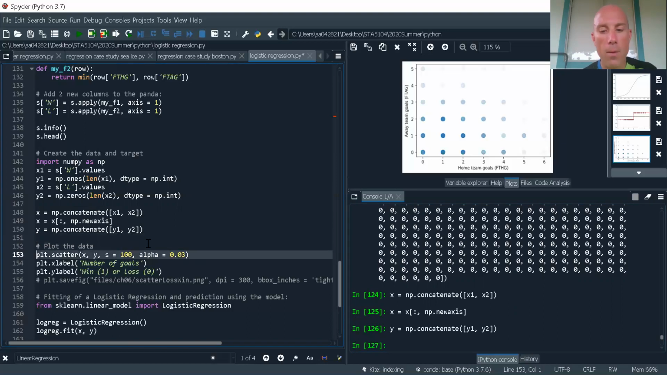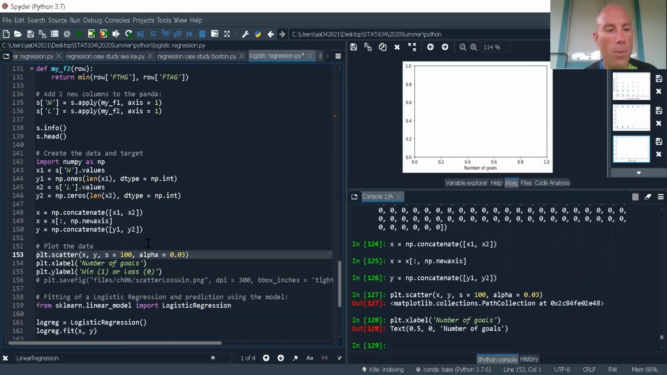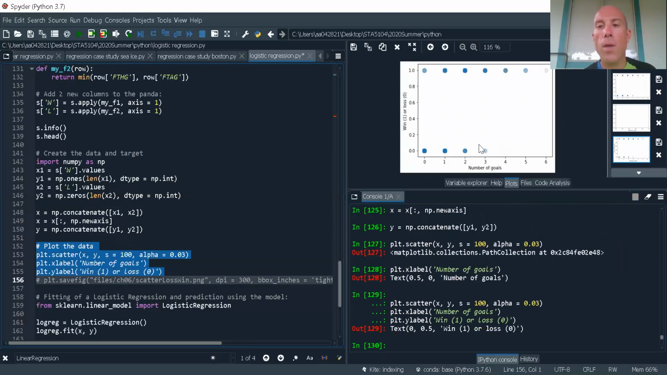So now let's take a look at it. Here we can see that the number of goals, the least is 0 and it goes up to 6. All the teams that scored 5 or 6 points won, which is really not surprising. We can see that very frequently. This is a very dark point.